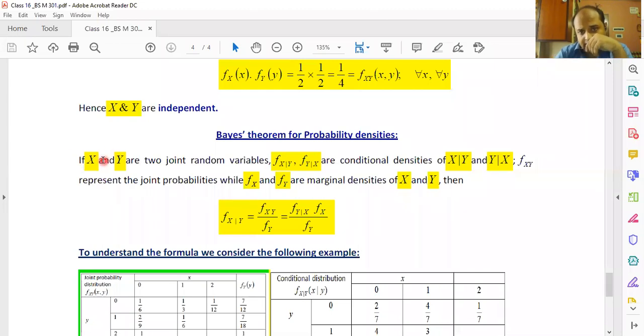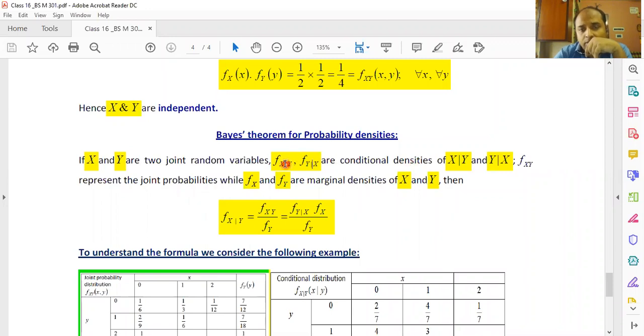Here, although the notation is kind of similar, the calculation will be somewhat different. Not a huge difference, but you just pay attention and you will understand. I have considered two random variables, capital X and capital Y, not necessarily independent, because if the variables are independent, then Bayes theorem collapses. So if capital X and capital Y are two joint random variables, then f of x given y and f of y given x are conditional densities.